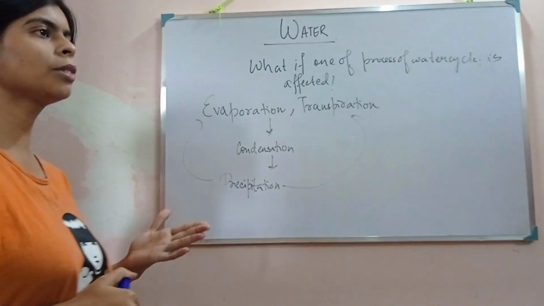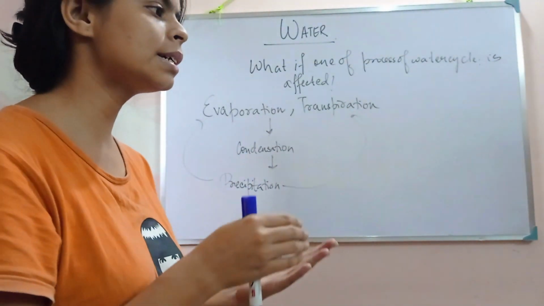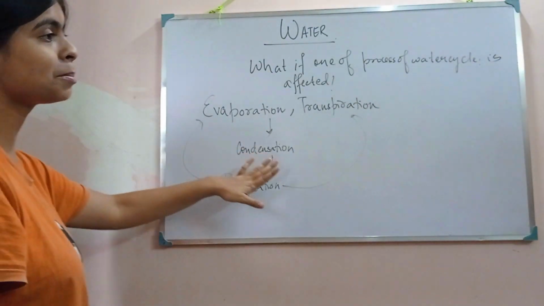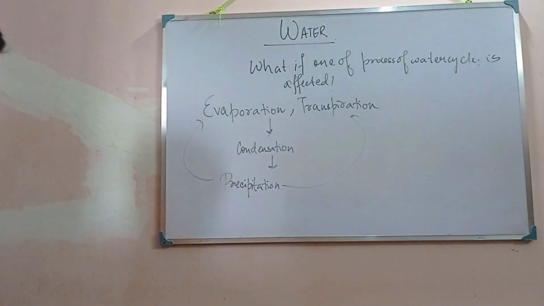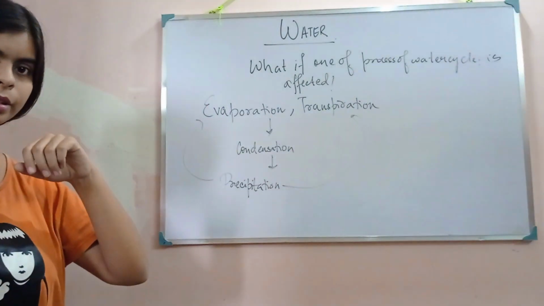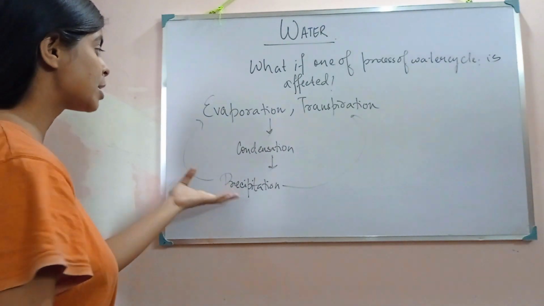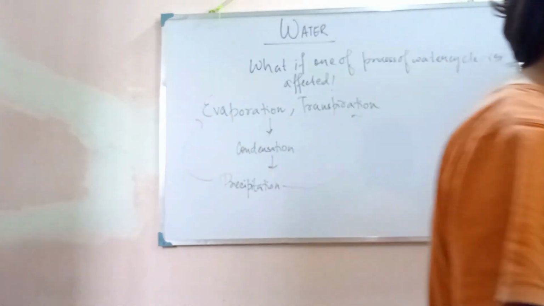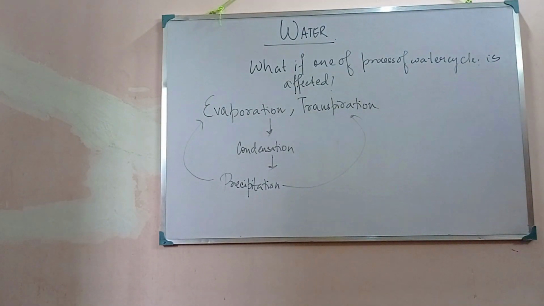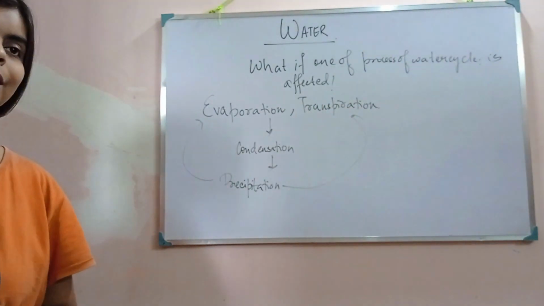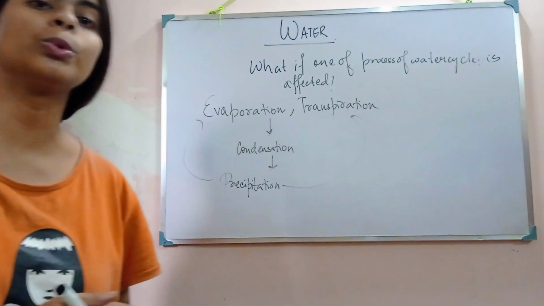That is, one of the processes is not happening at the usual rate, or it is limited. Suppose only evaporation is happening, or only precipitation is happening. The main question is, what will happen if only evaporation is happening and no precipitation is occurring, or only precipitation is occurring but evaporation is not happening at that rate? Then we will face a natural disaster. The nature will get affected, and if nature gets affected, who will be the sufferer? We, the living organisms on this earth, will be the sufferers.